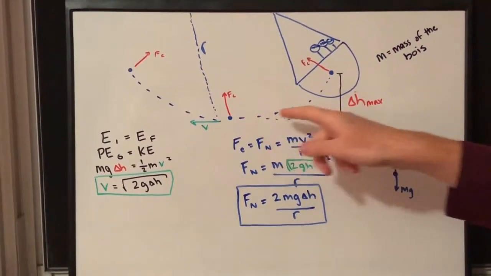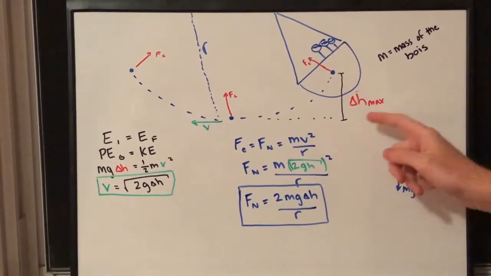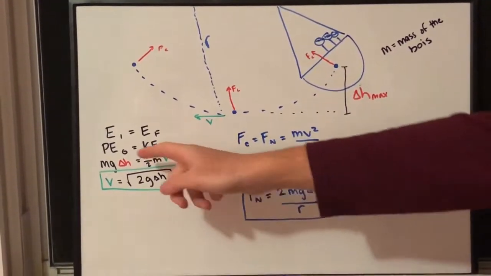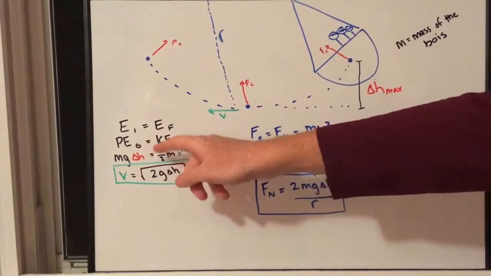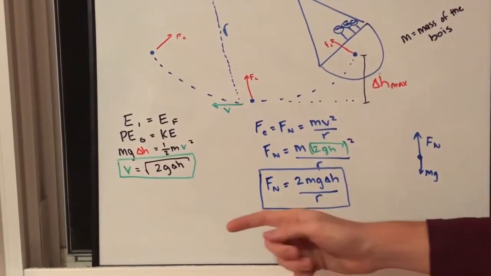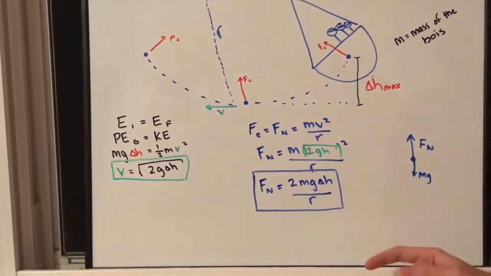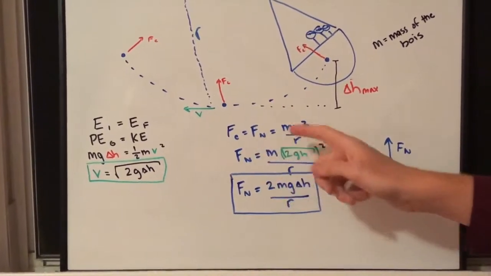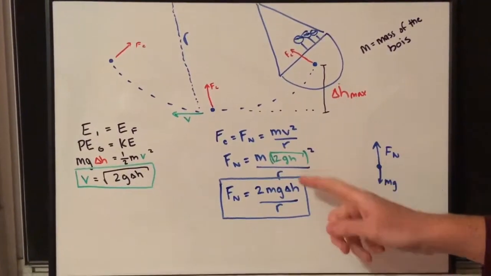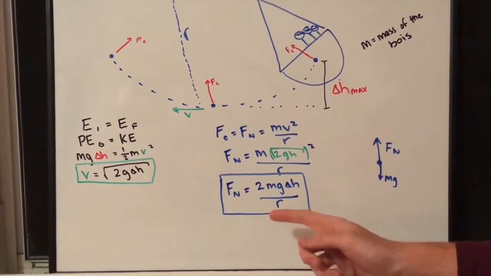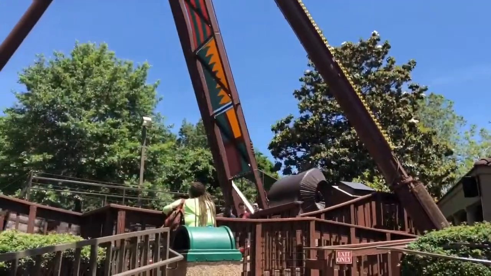Establishing the 0 point in this situation, we can find a delta H max, and then using energy, we can substitute that potential under gravity equals kinetic energy, and we can solve for velocity tangential to the curve. After this, we can plug in centripetal force equals mv squared over r, plug in our velocity, and solve that Fn equals 2 mg h over r.